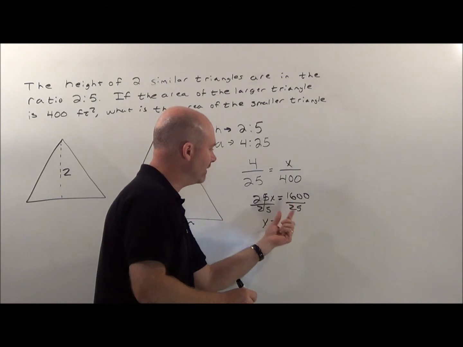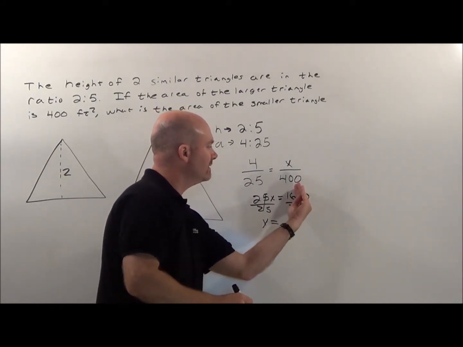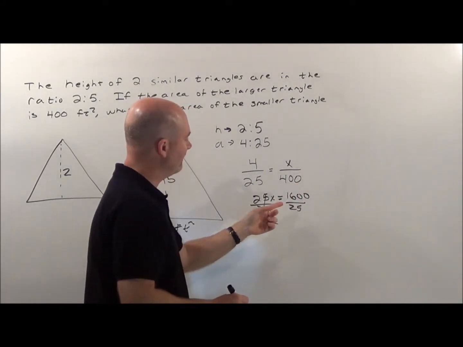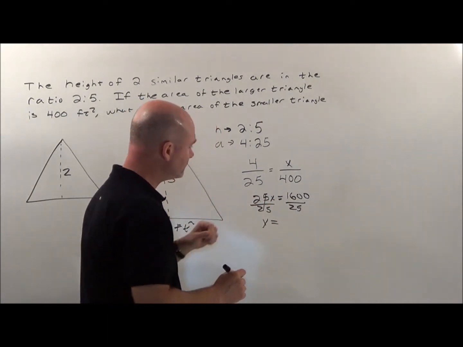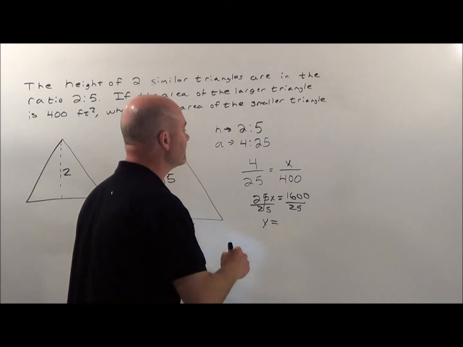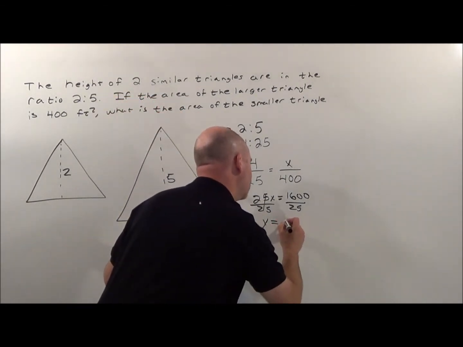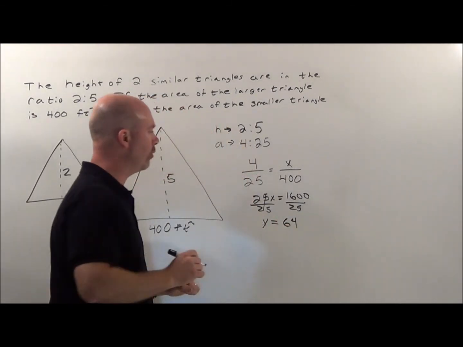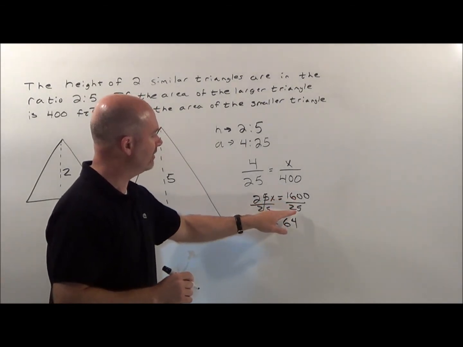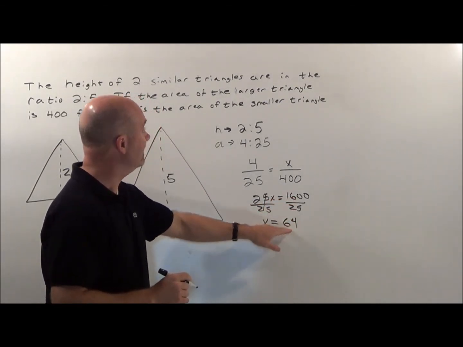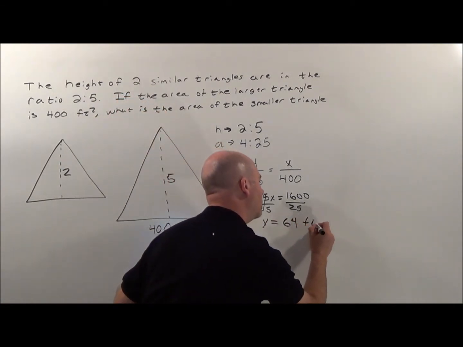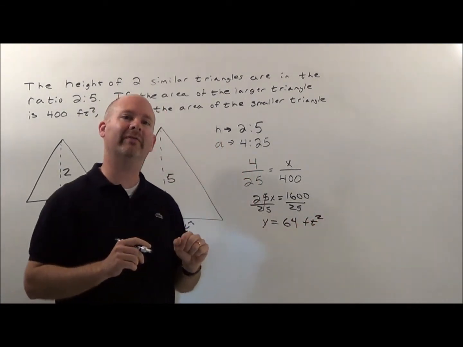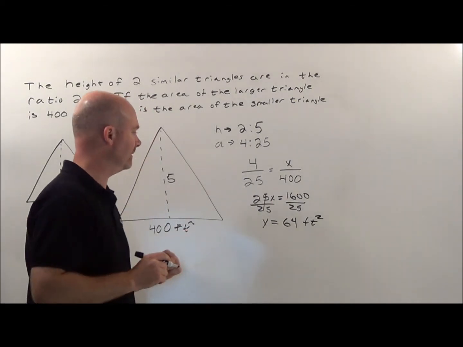Now you can grab a calculator. I'm simply going to think of 16 quarters. If I have 16 quarters, doing it 4 times, it's going to give me 64 there. So I know that 1600 divided by 25 is 64. The smaller triangle is going to have an area of 64 square feet is what it's going to end up being.